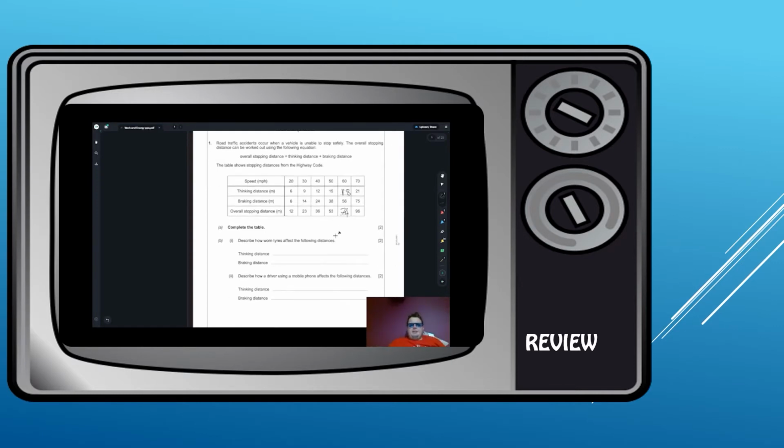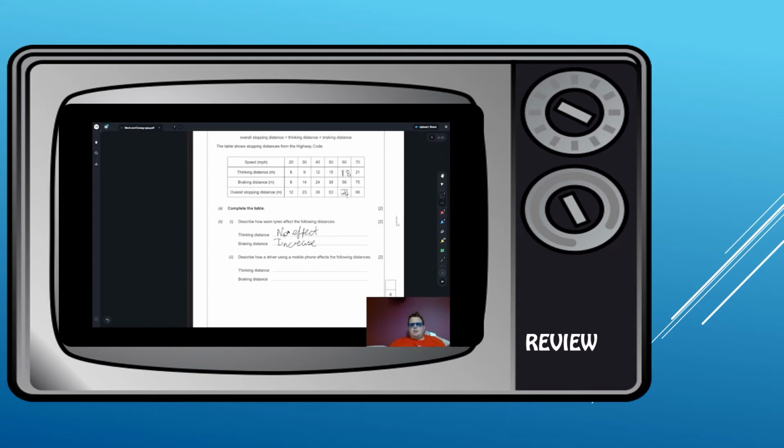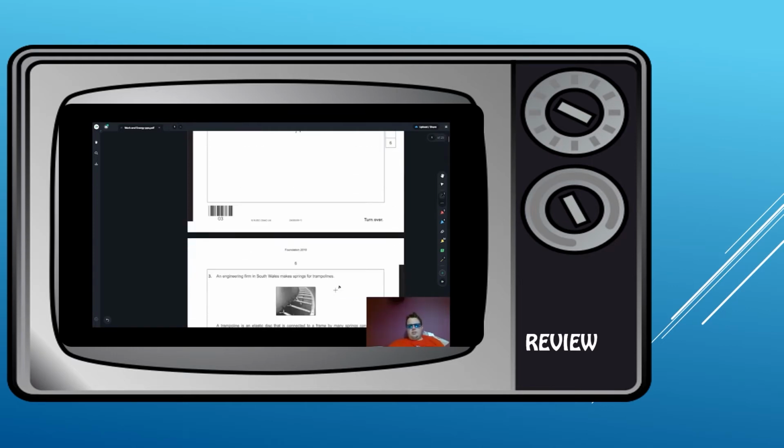Describe how the worn tyres affect distances. Worn tyres are going to have no effect on thinking distance, because they affect the car. What they're going to do is increase the braking distance. Now, a mobile phone is all about affecting the driver, so it's going to increase your thinking distance, but it's going to have no effect on the braking distance. Braking distance is all about how well the car can actually stop.